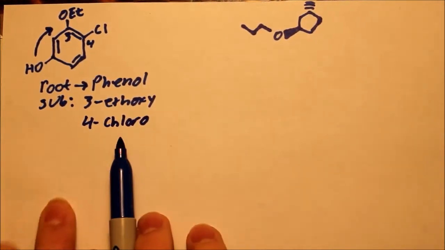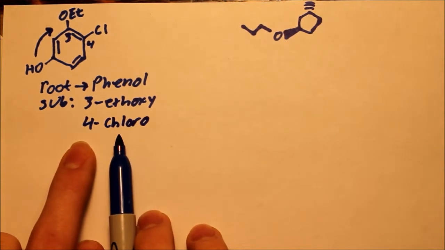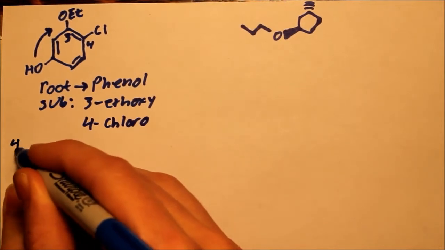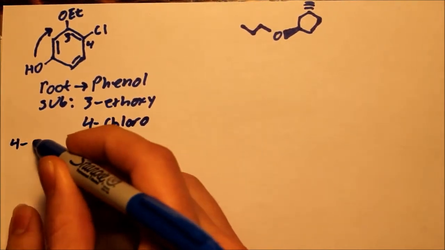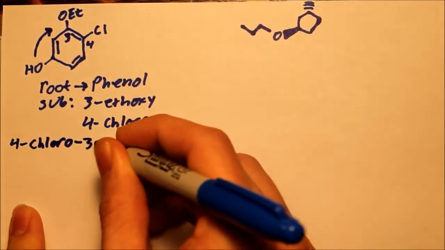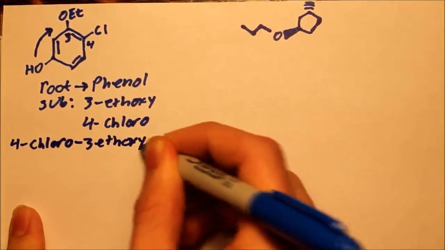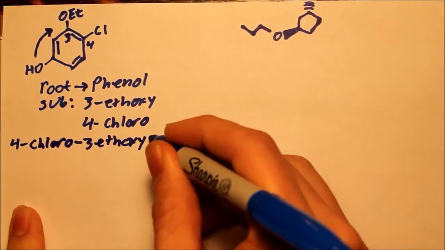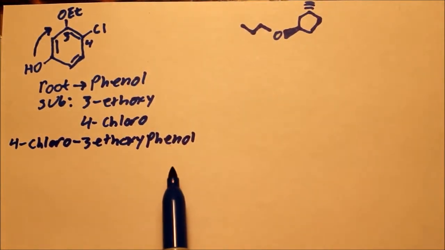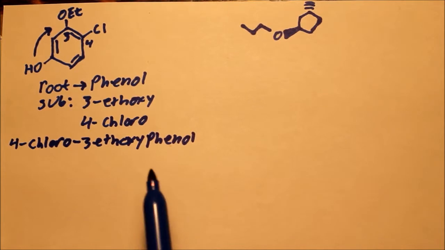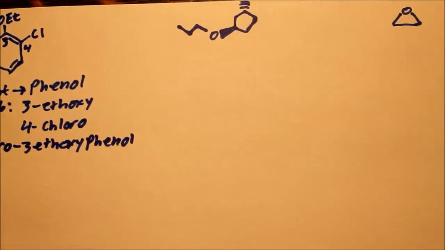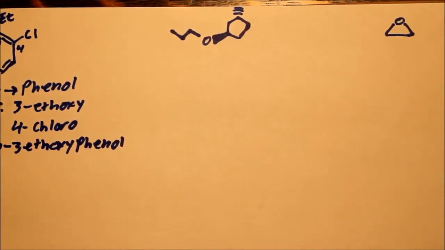So knowing this, we say, okay, which one comes alphabetically first? Well, C comes before E, so bring one down. 4-chloro-3-ethoxyphenol. We don't need a space here. We don't need to mark it as being like phen-1-ol because they know that we're just starting from the phenol and that's number 1. The next one we're going to go off of is, this one has stereochemistry.